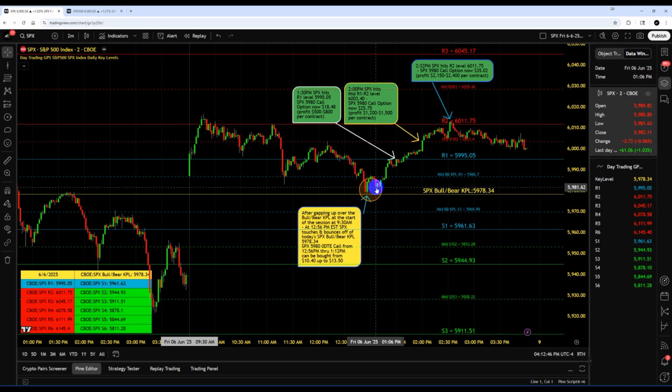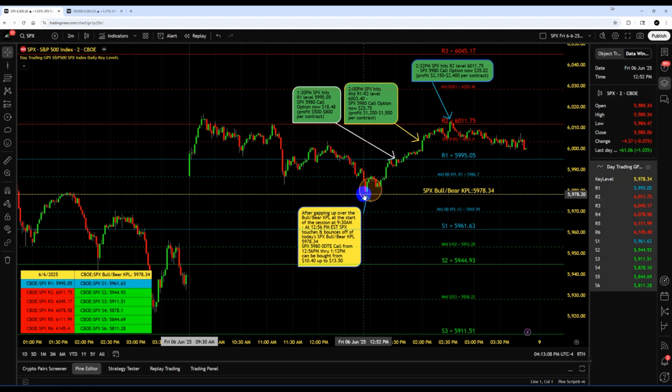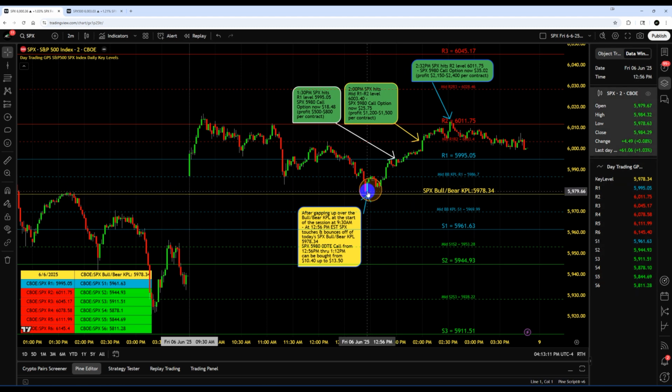And as you can see, from 12:56 to about 1:10 to 1:12, we have this range right here where you could have entered on a 5980 0DTE call. So you had a window of time here. I probably would have recommended just entering right here on this candle. But if you missed that candle, you certainly had another almost 15 minutes to get in here.